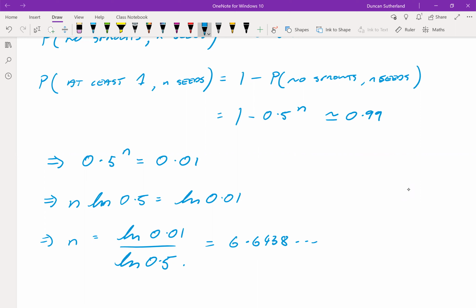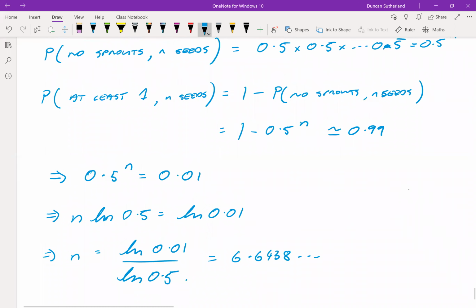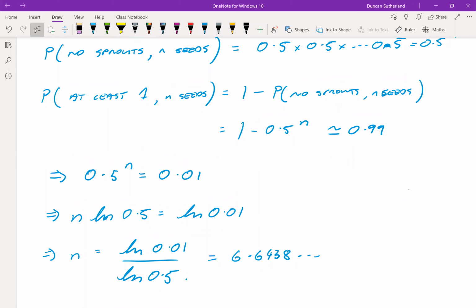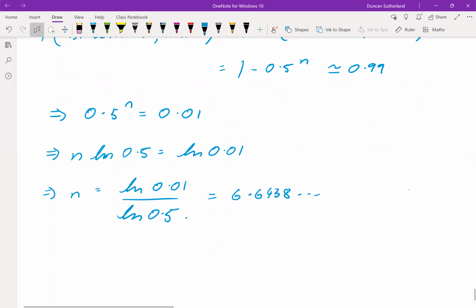All right. So do we need 6 seeds or do we need 7? You can either trace the inequalities back, it's going to be 7, or you can just try it in this expression here. So you go 1 minus 0.5 to the power of 7. That's equal to 0.9921875.